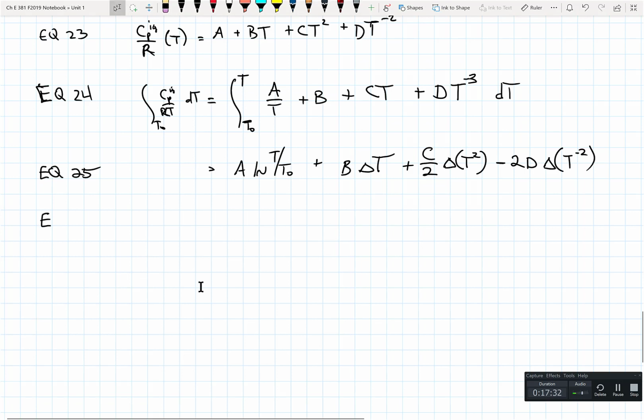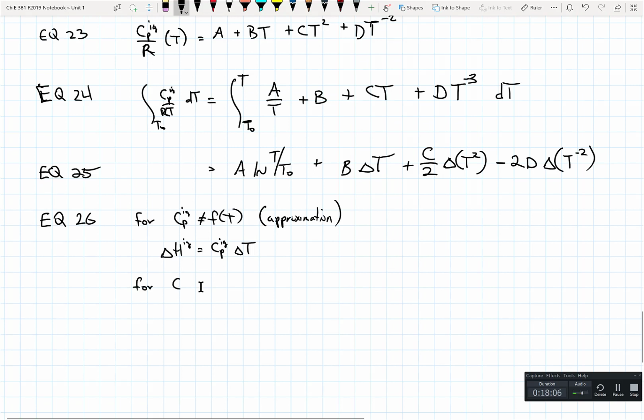So what do I mean by that? I'll say it again in a slightly different way. So our equation 26, for C_P^IG not equal to a function of temperature, which is always an approximation, you can write delta H for the ideal gas is equal to C_P^IG times delta T. Now, for the general case, for C_P^IG equal to a function of temperature, which is always going to be more accurate, your delta H^IG, this is defined as your heat capacity integral.